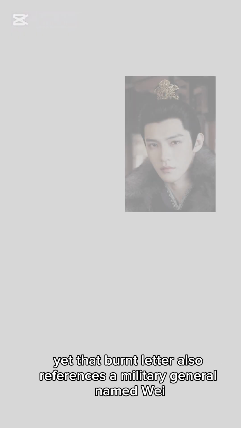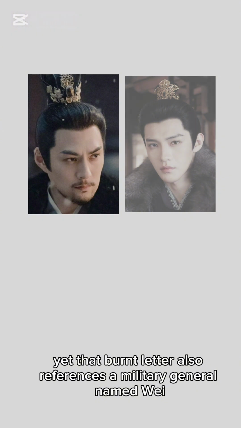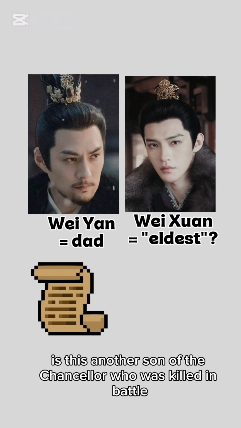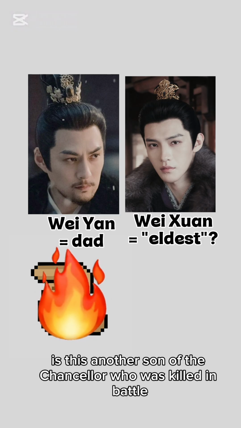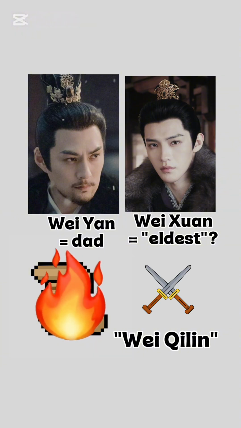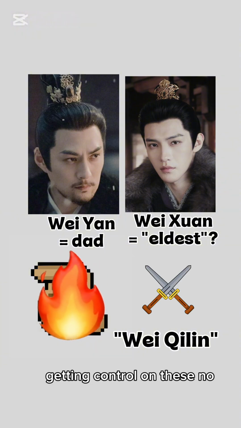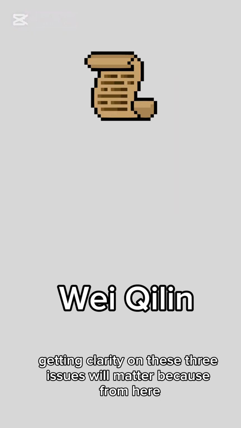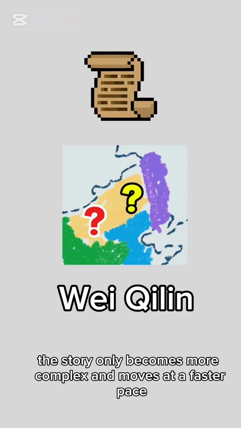And finally, the Chancellor's son. We hear about an eldest son in episode 9. Yet that burnt letter also references a military general named Wei. Is this another son of the Chancellor who was killed in battle? Is that why the Chancellor is so resentful of the Marquis? Getting clarity on these 3 issues will matter, because from here, the story only becomes more complex and moves at a faster pace.